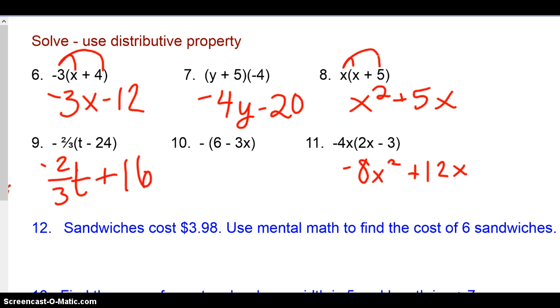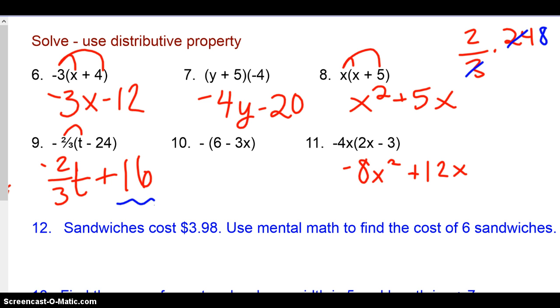Number 9, I thought might have been a little tough. Negative 2/3 times t is negative 2/3 t. Then negative times a negative makes this be a plus. And how do I do 2/3 times 24? You could do 2 times 24 divided by 3. Or if you like, I real quick said, oh hey, 24 divided by 3 is 8, so 2 times 8 is 16, and I got it.